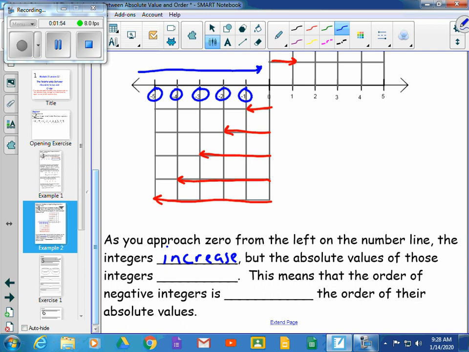But the absolute values of those integers, blank. Now notice the red lines that we drew. As we go from left to right, those lines, those arrows, tend to get smaller. They decrease. This means that the order of the negative integers is, of course, opposite. The order of the negative integers is going to be opposite the order of their absolute values.